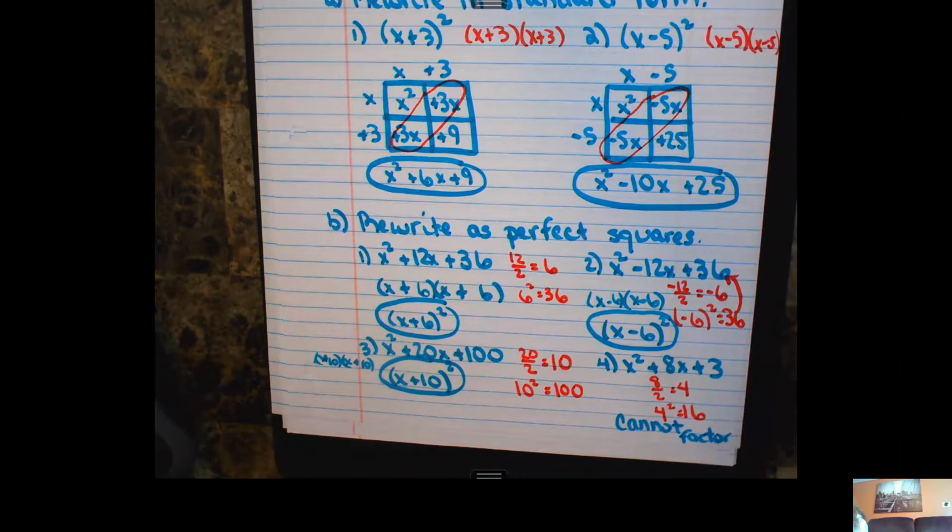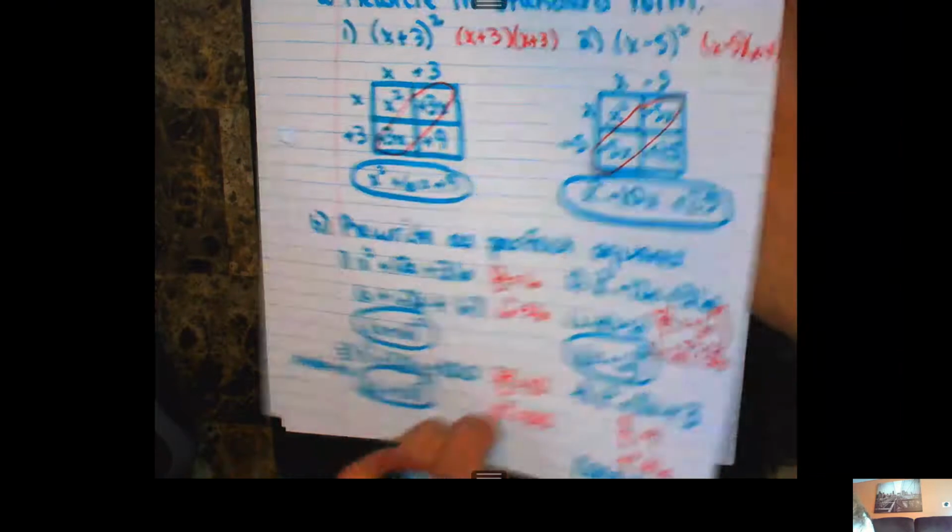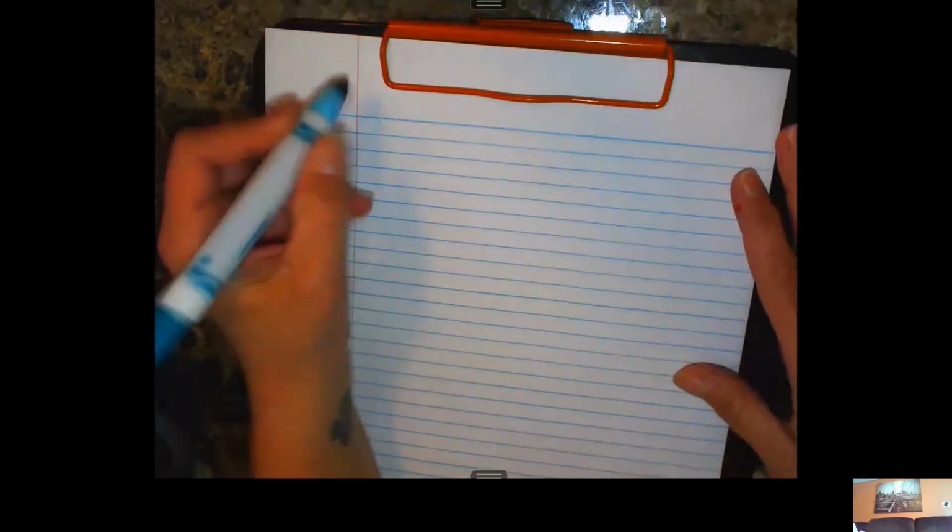I'm going to show you right now the whole point of this. We are going to take a quadratic and we're going to make it look like one of these in the beginning, but we're going to have something at the end. So I'm going to show you those steps. I'm going to switch my paper and give you some steps as we're doing an example.